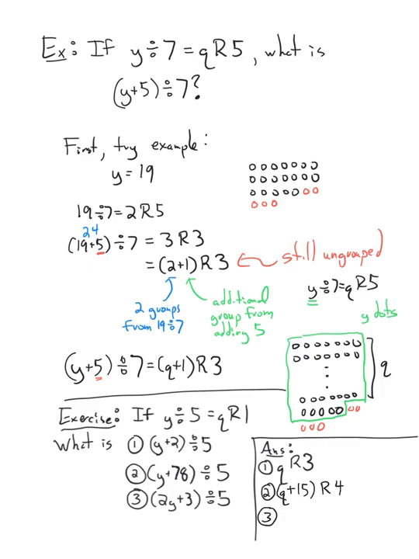But I will tell you that your answer is going to be 2q plus 1 with no remainder. So you could write just 2q plus 1 like that, or some people like to write remainder 0 to make it clear that there's no remainder, but if you just had 2q plus 1, that's correct as well.